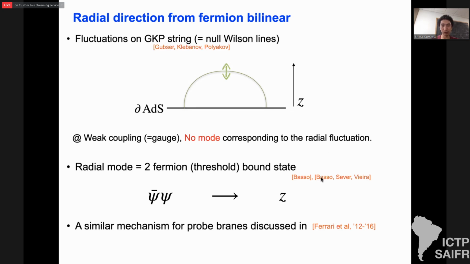This problem was addressed in these papers using integrability, and they found that this radial mode is nothing but the 2-fermion bound state, which becomes marginally stable at strong coupling. I should also mention that a similar mechanism for probe branes was discussed in a series of nice papers here.